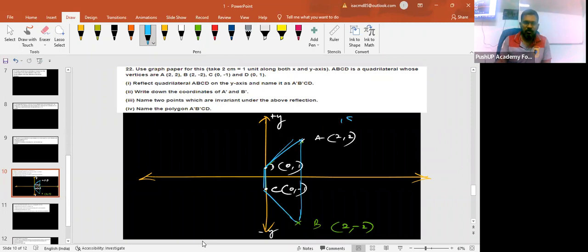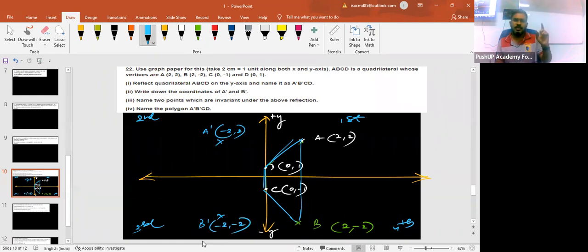A will go from the first quadrant to the second quadrant, isn't it? So it will become what? A dash, minus 2 comma 2, right? Milan, when you reflect point B from the fourth quadrant through the y-axis, it will go to the third quadrant and the coordinates would be what? Minus 2 comma minus 2.